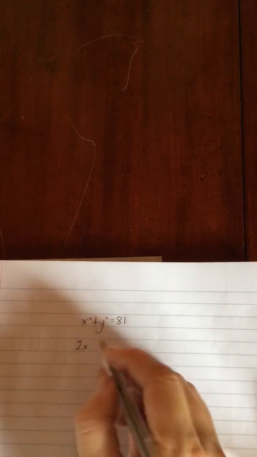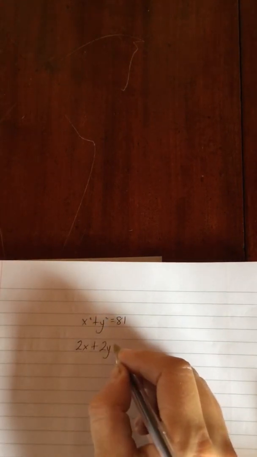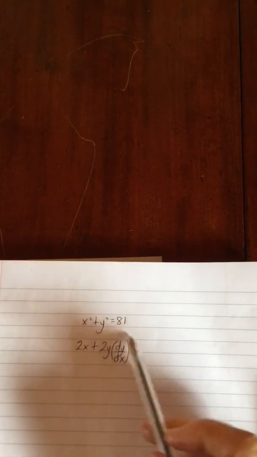The chain rule here can be a little bit complicated to explain, so it's kind of like a shortcut which I'm going to teach you. You're going to differentiate everything, but every time you differentiate a y term, you're going to put dy dx beside it. So to differentiate this, x squared goes to 2x. This is a y term and it's going to go to 2y, but because it's a y term I have to put dy dx beside it, equals, and the number 81 differentiates to 0.